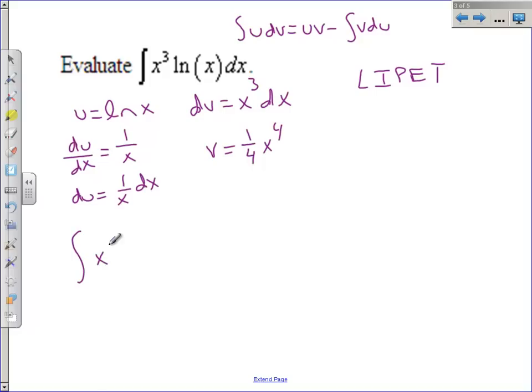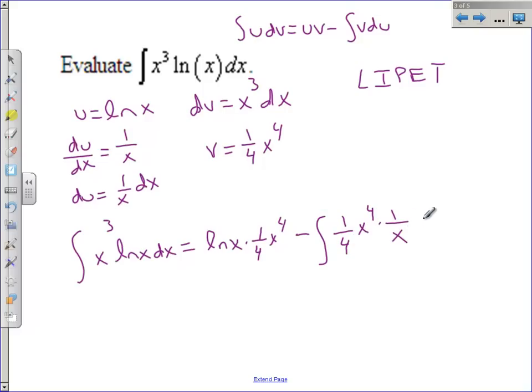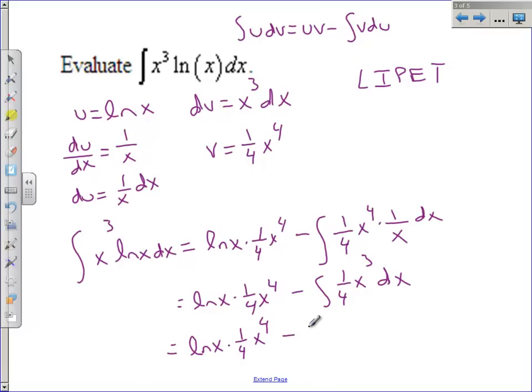So my answer to this is the integral of x cubed natural log of x dx equals u times v. That's the first part of the formula. So natural log of x times 1/4 x to the 4th minus the integral of v du. 1/4 x to the 4th times 1 over x dx. And this will clean up. I can take this x and divide it into the x to the 4th, and that's going to turn it into the integral of 1/4 x cubed dx. So hopefully if I've done this correctly, I create an integral that is easy to do, and this one is very easy to do. So my final answer here is natural log of x times 1/4 x to the 4th minus 1/16 x to the 4th plus c.